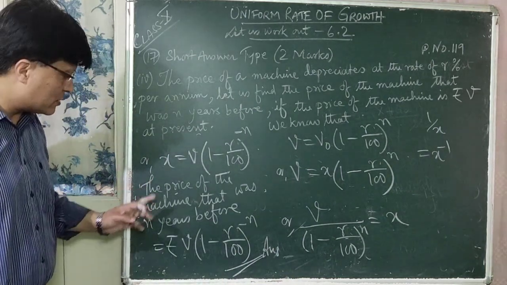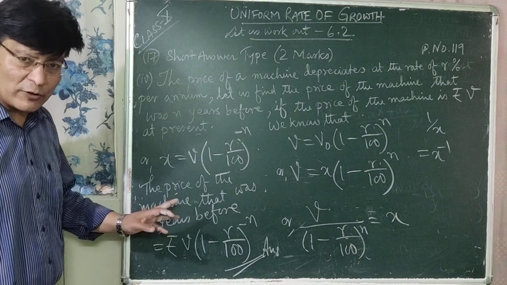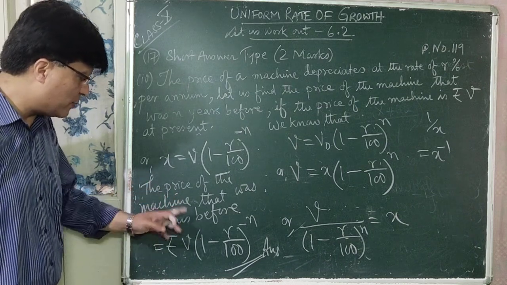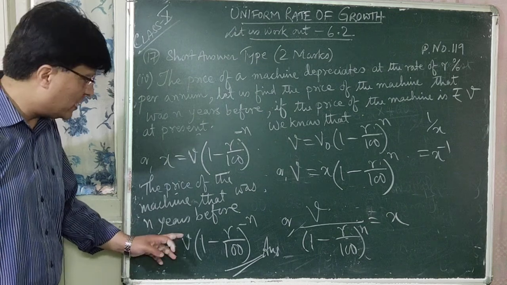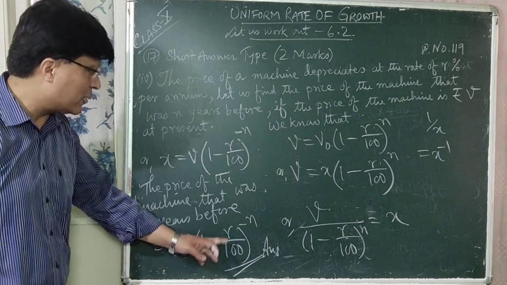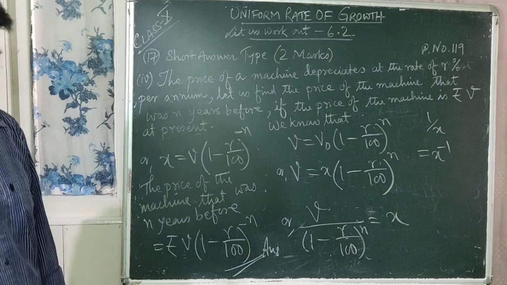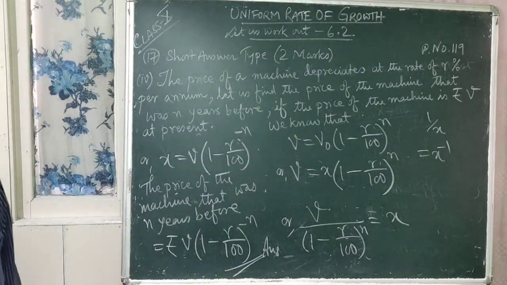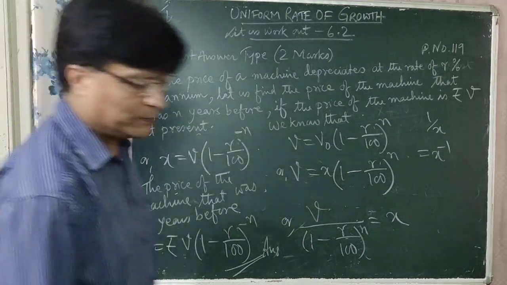So what is the price of the machine that was n years before? The answer is, the price of the machine that was n years before is equal to rupees V into 1 minus R upon 100 whole to the power minus n. So that is your answer. Is that clear? So you can copy it. We'll do the next question now.